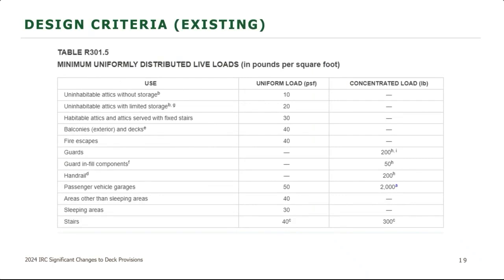Table R301.5 talks about all the different uniformly distributed live loads that are in the code. There's no changes to this section. However, you'll notice that balconies and decks have a section in here, guards, guard infill components, and handrails. So if you do end up with an engineered deck where they don't follow the prescriptive path, this is where they'll be pulling those loads, either from here or from ASCE 7-22.